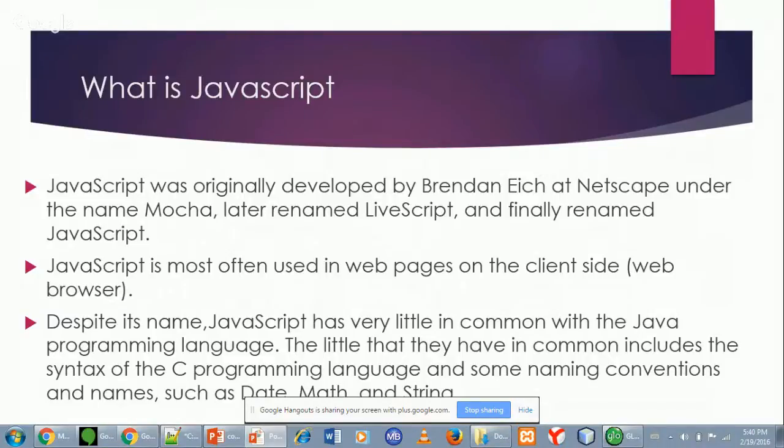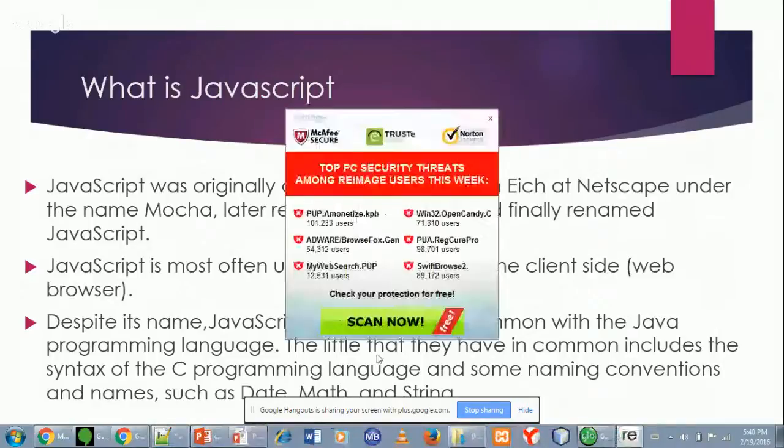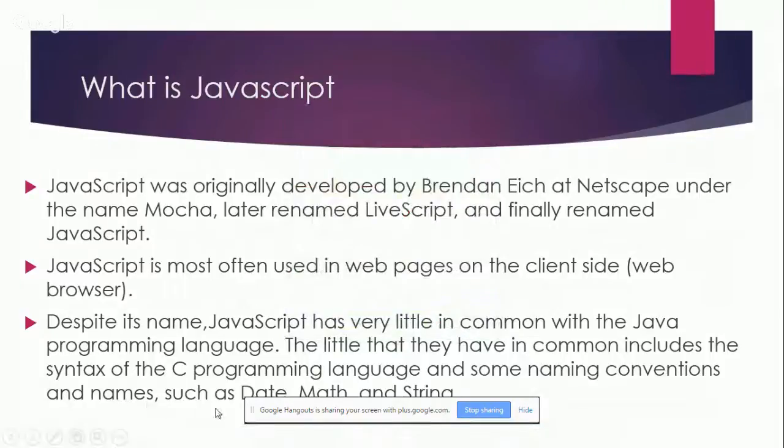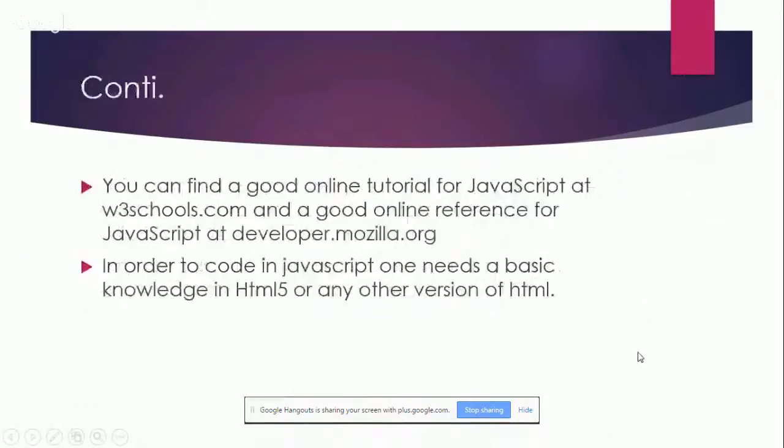They are similar in some ways, such as their syntaxes, names, dates, and strings. One can find a good online tutorial for JavaScript at w3schools.com and other references from developer.mozilla.org. In order for one to be able to code in JavaScript, he has to have prior knowledge of HTML. Currently, the latest version is HTML5.